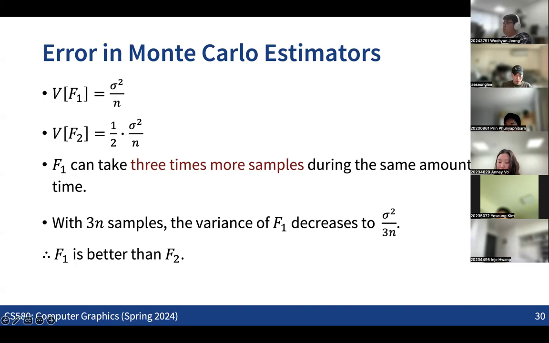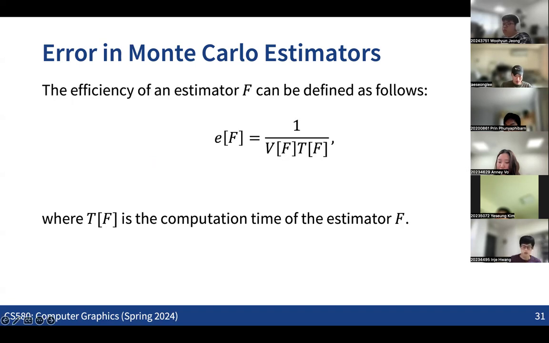If we consider this number of samples in the same computation time, then we can define the efficiency in this way. Maybe you can check this out by comparing these two slides. This formulation cares not only about the variance of each estimator, but also the computation time, which affects the number of samples that we can get for the same amount of time. Clear? Any questions on this?